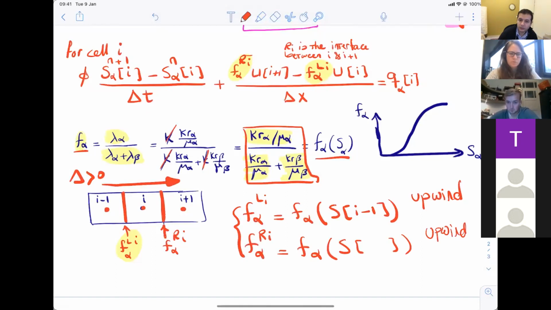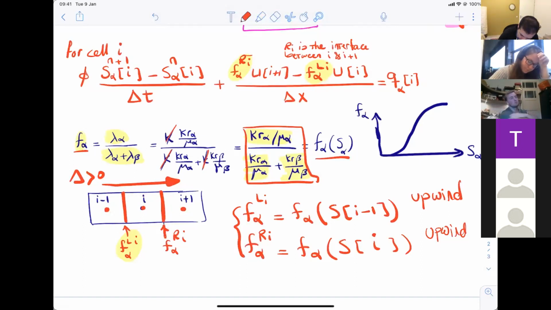I plus 1. I am at this interface and I want to know if I need to use I or I plus 1. And I see my characteristic speed says flow is coming from left to right. From left to right. And that's why for the left interface, I used I minus 1. So for the right interface, where is the information coming from? I, exactly. So I put I here.